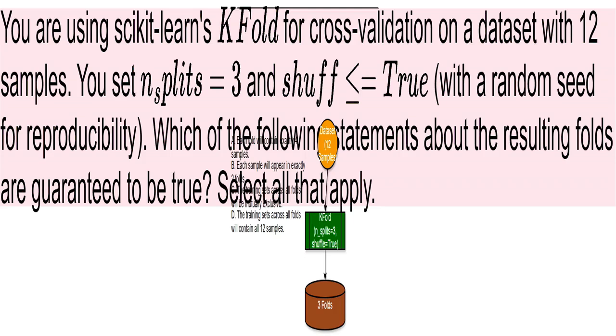While KFold aims for equal-sized folds, with 12 samples and 3 folds, it's unlikely to create perfectly equal groups of 4 samples each, due to the nature of integer division. There might be slight variations in the number of samples per fold. Think of trying to divide 12 cookies equally among 3 friends. Some friends might get slightly more or less.